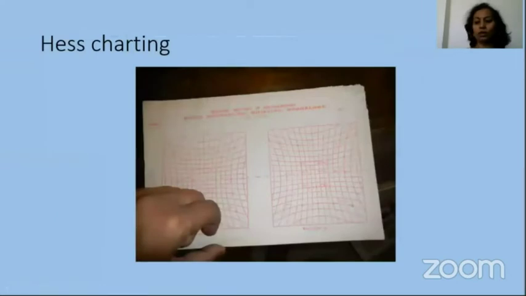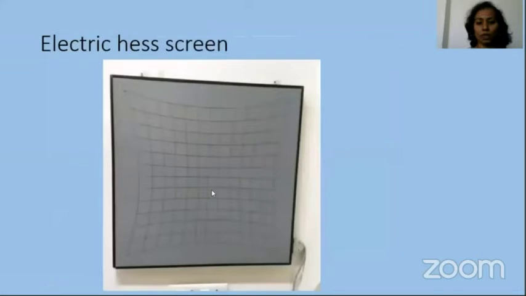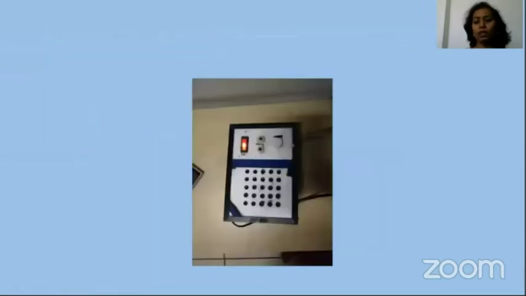This is the chart that is used, and this is the electric Hess screen. Here you can see there is a central circle, a central dot, and there are 9 points around that which form the inner square, and the outer square which is done by the 16 targets. And this is the control.